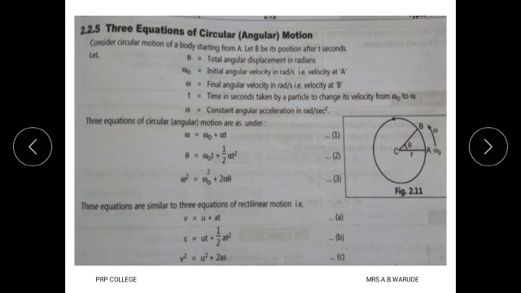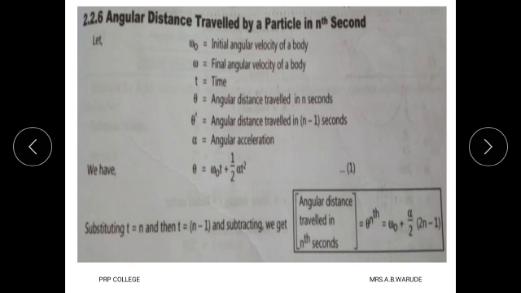Then the third equation is v square equals u square plus 2as, where v is final velocity. Therefore, here we write omega square equals omega 0 square, the initial angular velocity, plus 2, then acceleration is alpha, into theta. Therefore, the third equation of motion is omega square equals omega 0 square plus 2 alpha theta. These are the three equations of circular motion.